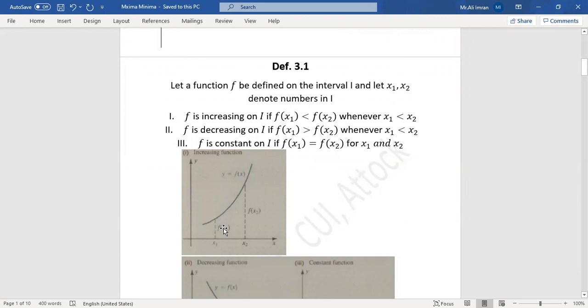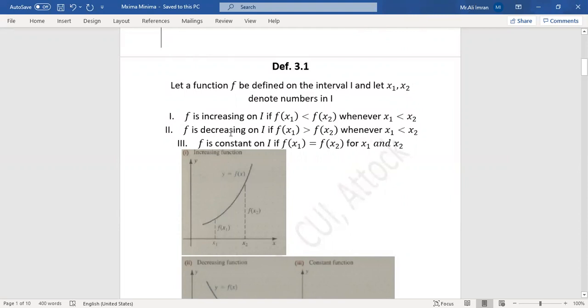the value of the function is f of x1, and at point x2 the function has a greater value, f of x2. If the function is going upward in this way, at a lesser number it has a lesser value, and at a greater number it has a greater value, then this function is said to be an increasing function. Its graph will be like that.